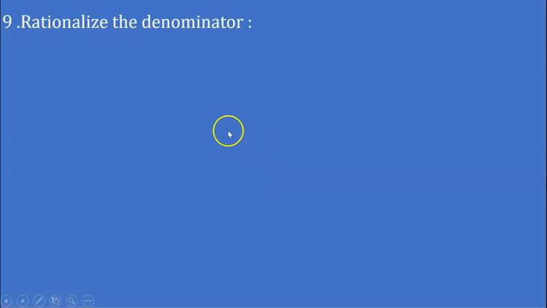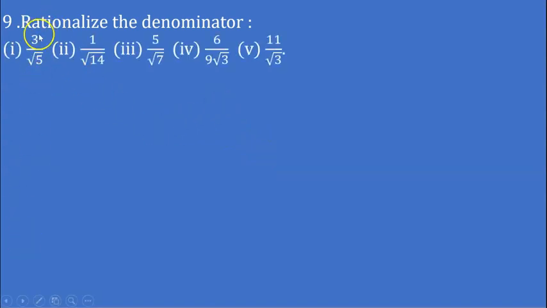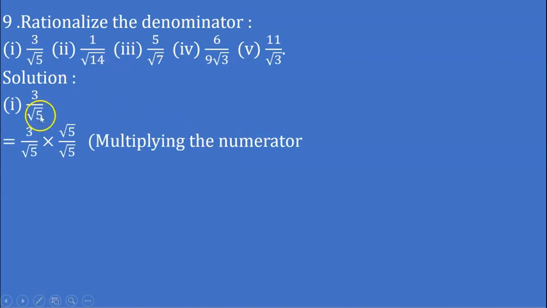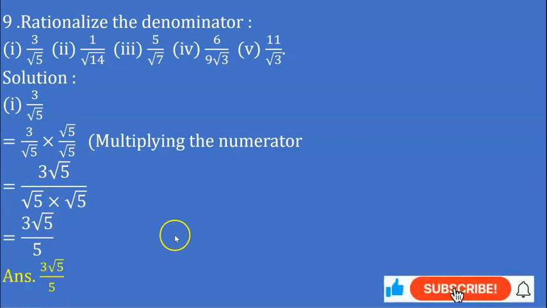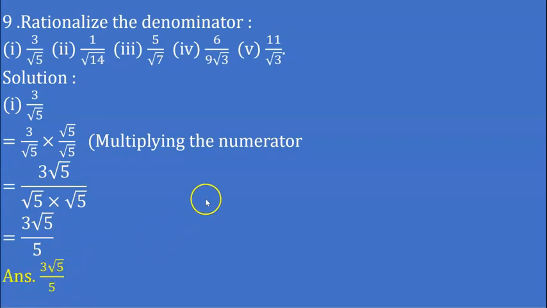Now next question, question number 9. Rationalize the denominator. First, 3 upon root 5. Second, 1 upon root of 14. Third, 5 upon root 7. Fourth, 6 upon 9 root 3. And fifth, 11 upon root 3. Now, first example, 3 upon root 5. To rationalize the denominator, we have to multiply the numerator and the denominator by root 5. And hence here, 3 into root 5, root 5 into root 5, you will get 5. And therefore, 3 root 5 upon 5. And hence, the answer is 3 root 5 upon 5.